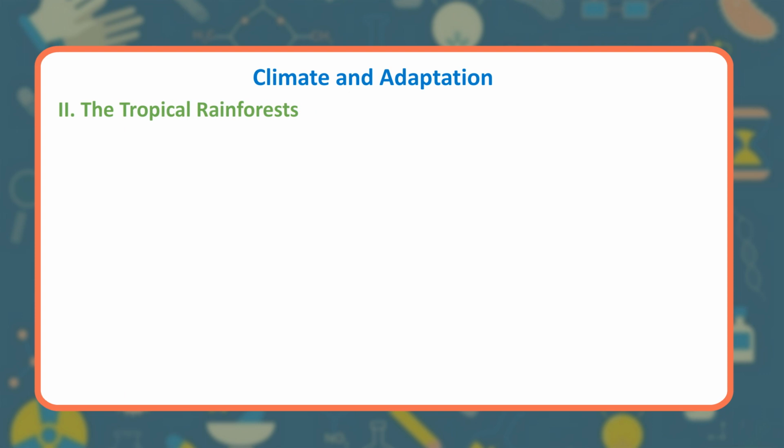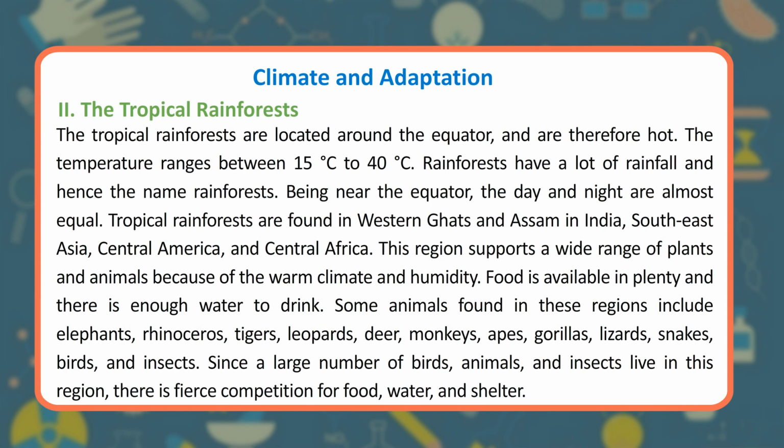2. The tropical rainforests. The tropical rainforests are located around the equator and are therefore hot. The temperature ranges between 15 degrees Celsius to 40 degrees Celsius. Rainforests have a lot of rainfall and hence the name rainforests. Being near the equator, the day and night are almost equal.